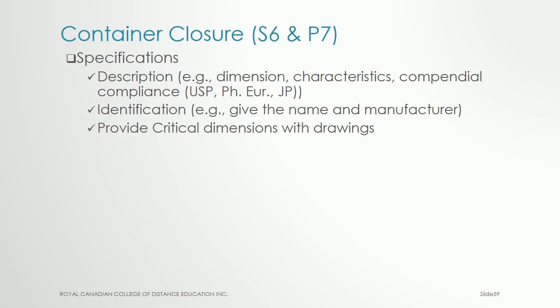Container closure. Specifications. Description, for example, dimension, characteristics, compendial compliance, United States Pharmacopoeia, European Pharmacopoeia, Japanese Pharmacopoeia. Identification, for example, give the name and manufacturer is required. Provide critical dimensions of the container closure with drawings.